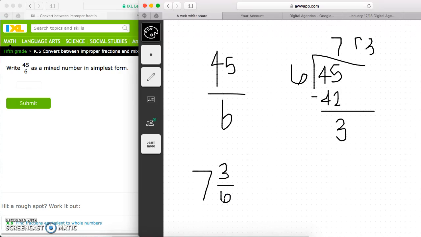Now, be careful because IXL gets a little tricky sometimes and they want you to give your answer as simplified as possible. So I can look here, 7 whole, I'm good there. I look at my fraction part, 3/6. I can see that 3 and 6 can both be divided by 3. So I'm going to divide 3 and 6 by 3, which gives me 3 divided by 3 is 1, 6 divided by 3 is 2. So the most simplified version of this is 7 and 1/2.